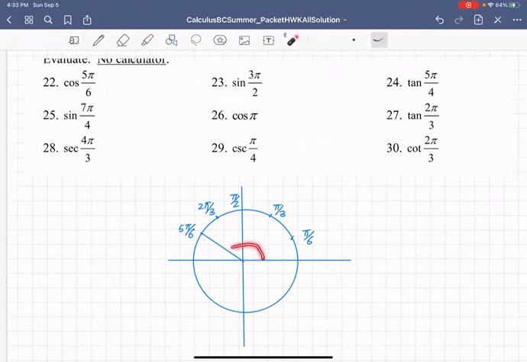Now, cosine 5 pi over 6 is asking you for the x value. Quadrant 1, 2, 3, 4. All students take class. Cosine here, this is, look, this guy is negative 1/2. This guy here is negative square root 3 over 2. Do you understand now, Brian? Yes. Okay. You want to try one more?